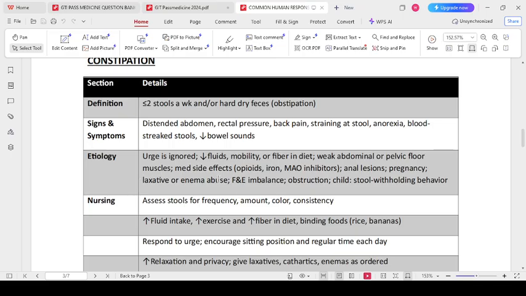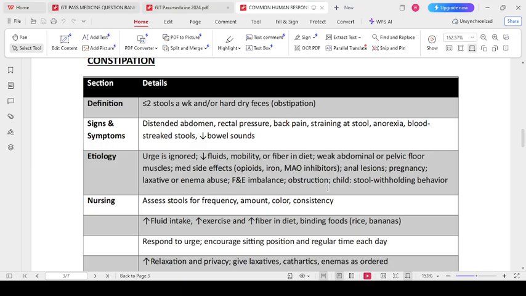Constipation can be due to medicine side effects like opioids, iron, or monoamine oxidase inhibitors. It can be due to anal lesions. It can be common in pregnancy. It can be due to laxative or enema abuse.